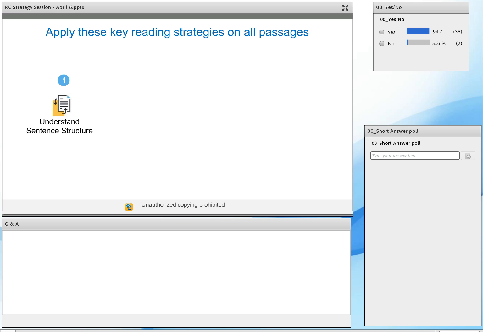The first and the foremost is you understand the sentence structure. Now, this may come out as a little odd for some of you, as we are talking about reading comprehension. So, why does the sentence structure come into picture? Why do you think that's the case? Why am I talking about sentence structure? Type in the short answer poll here.